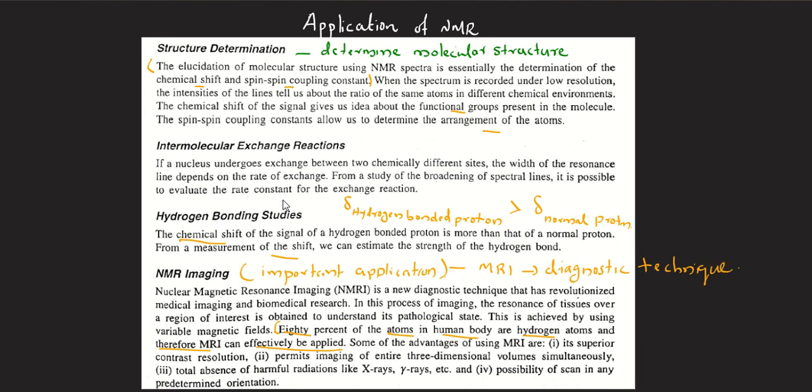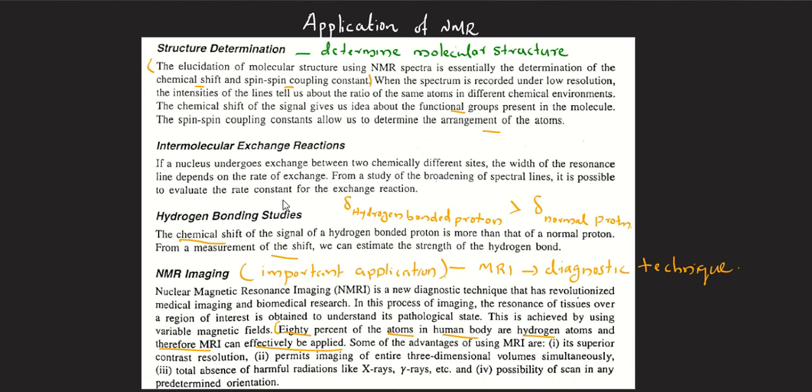So there are 4 applications. One is the structure determination. The structure is determined in NMR by measuring the chemical shift and spin-spin coupling constant. From the chemical shift, you will get an idea about the functional group present, and from the spin-spin coupling constant, you will get an idea about how the atoms are arranged.